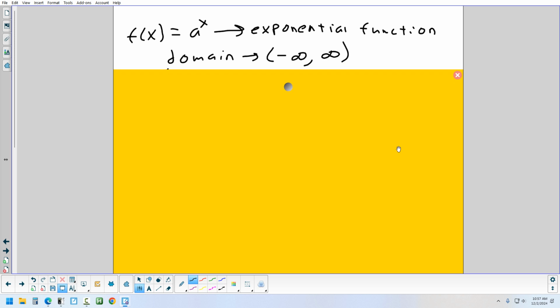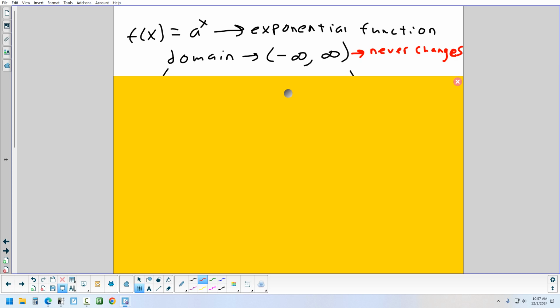Since it goes left and right forever, that makes the domain all real numbers. That never changes. No matter what you do to an exponential function, if you stretch it or move it, shift it, you can't change the domain. It's always all real numbers.